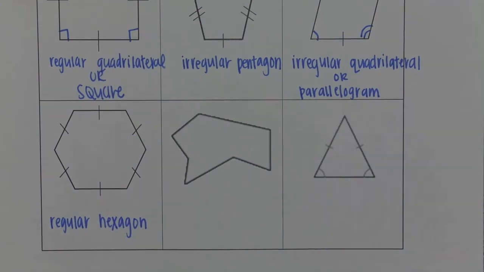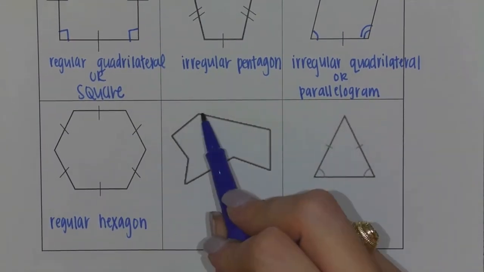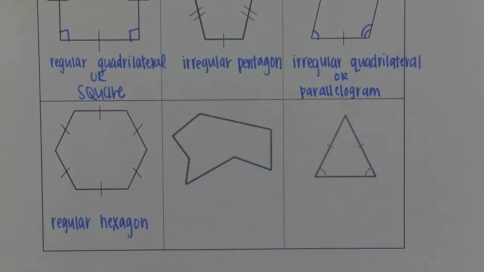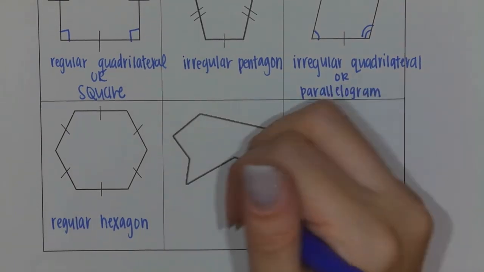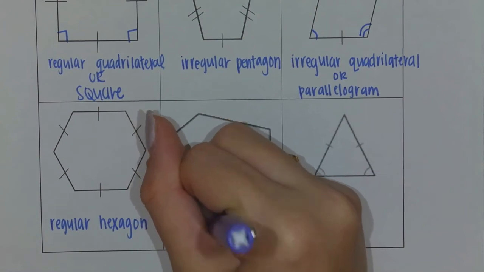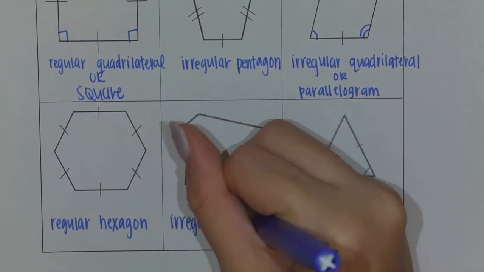This one, whoa, okay, let's count the sides first. I have 1, 2, 3, 4, 5, 6, 7 sides. No tick marks anywhere, which means nothing is congruent. So this is an irregular heptagon.